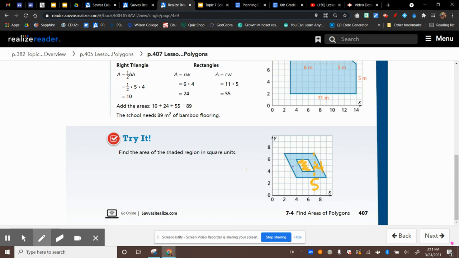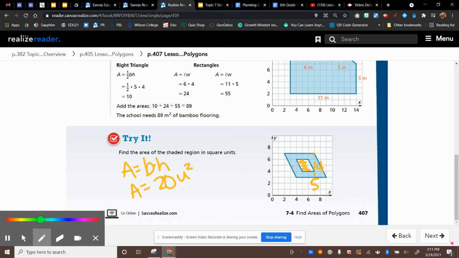So if I find the area of the shape, that's base times height. That's 5 times 4, which is 20 units squared. And now I need to take away the inner part that is missing.